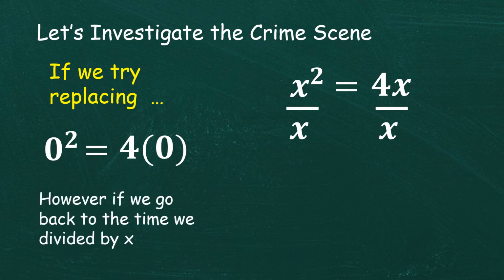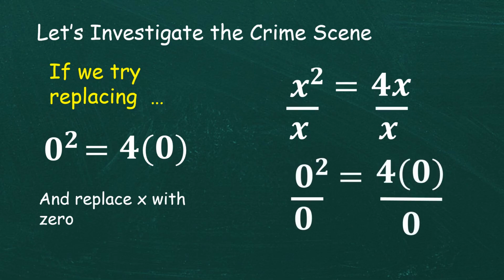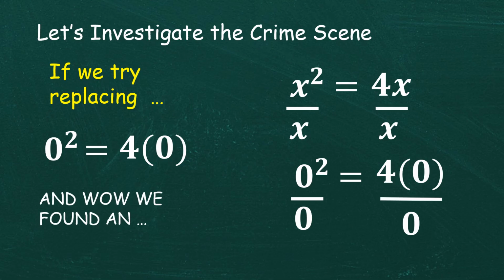Now let's replay the exact moment when the solution vanished. We divided both sides of the equation by x. But if x happened to equal 0, that step would become 0 divided by 0 equals 0 divided by 0. And 0 divided by 0 is undefined. It is forbidden in mathematics.